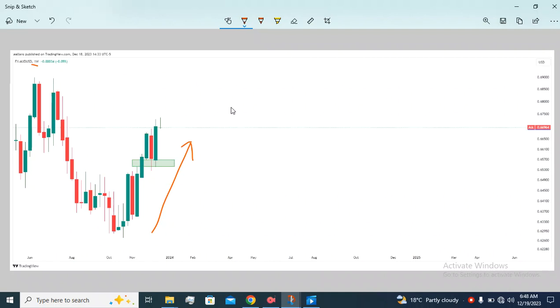And one of the characteristics of FVGs is that an FVG is an imbalance, a fair value gap. The market usually tends to fill it before continuing in this direction. Now, this one here is a weekly FVG, right?